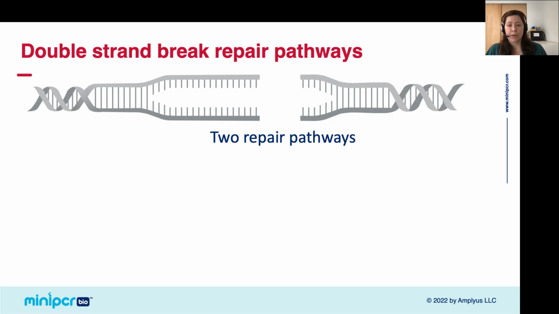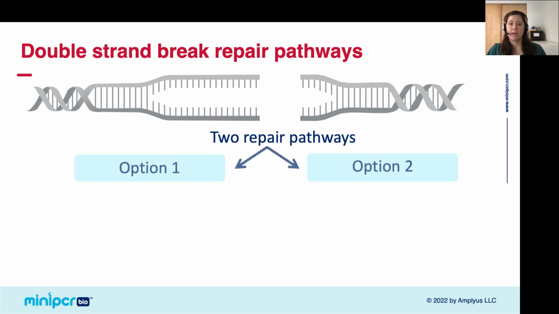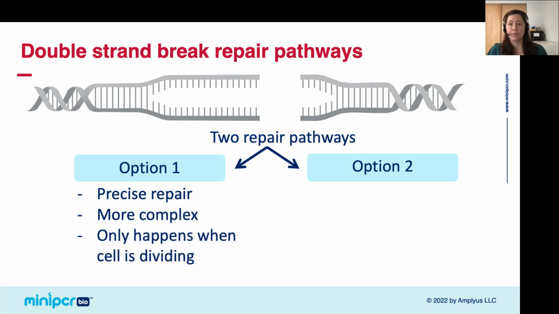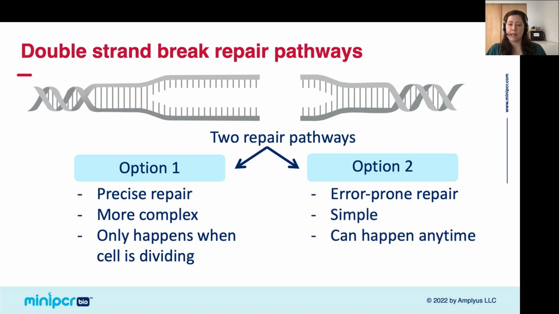Double-strand breaks are really bad, and the cell has to repair the break to survive. There are two different ways a double-strand break can be fixed. The first option leads to precise repair of the DNA. The downside is that the repair process is more complex and can only happen when the cell is dividing. The second repair option is error-prone, but this error-prone repair pathway is simpler and can happen anytime.